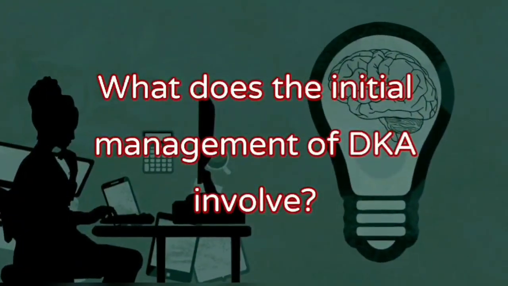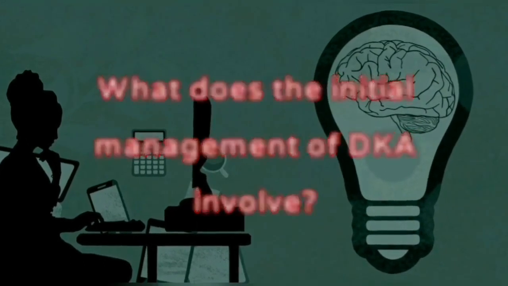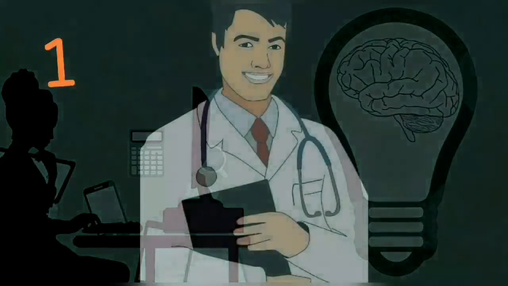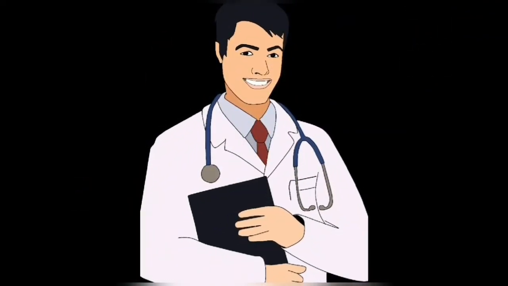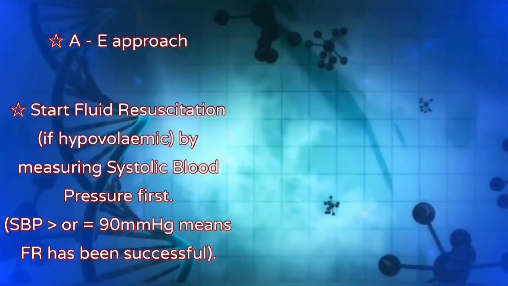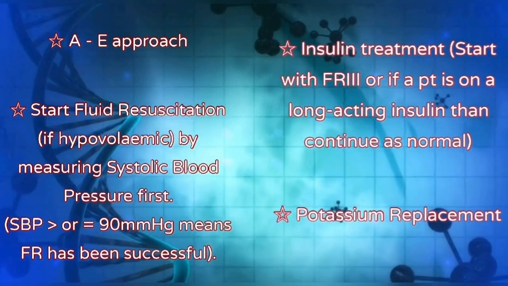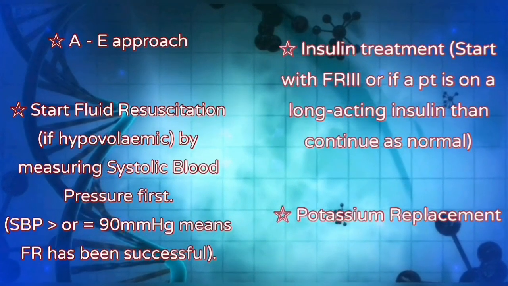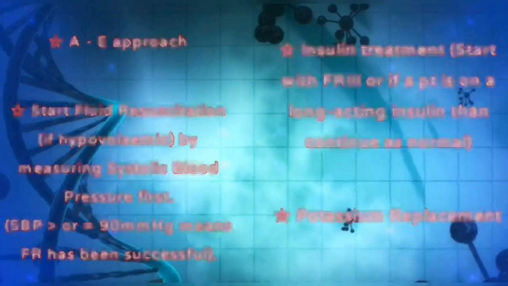And the last question is, what does the initial management of DKA involve? And the answer is an ABCDE approach: airway, breathing, circulation, disability, exposure, then fluid resuscitation, insulin treatment, FRIII, which stands for fixed rate intravenous insulin infusion, and potassium replacement.